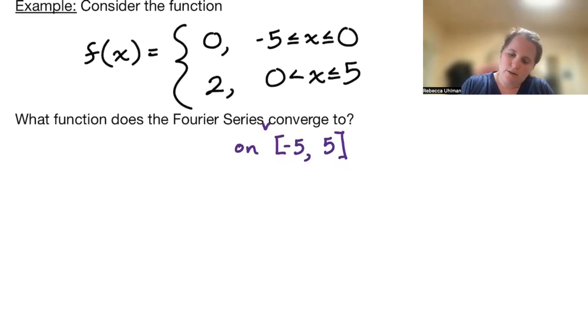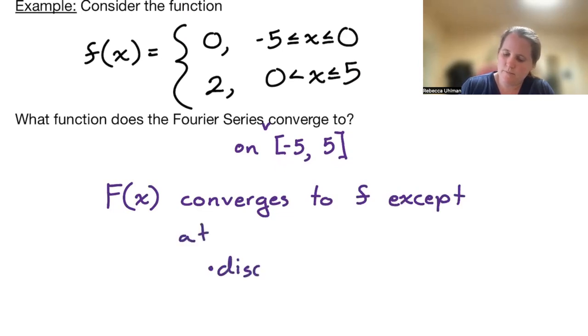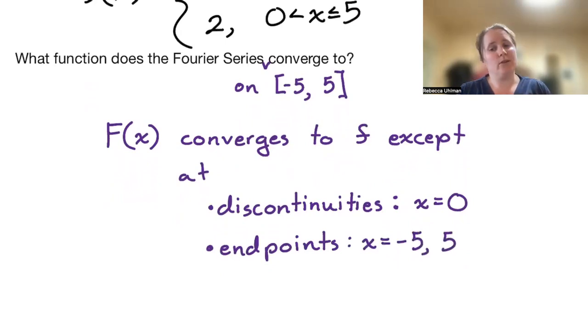So essentially, our Fourier series converges to f, except at discontinuities. In this case, the only discontinuity would be at x equals 0 and at the endpoints, which will be x equaling -5 and 5. At those points, we split the difference.